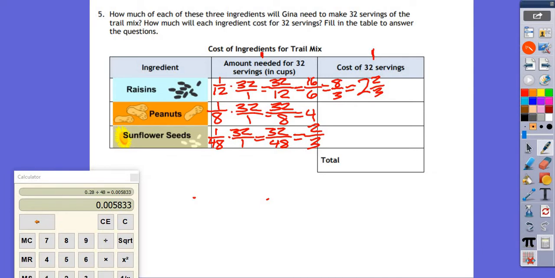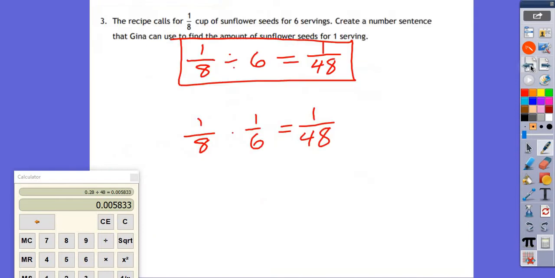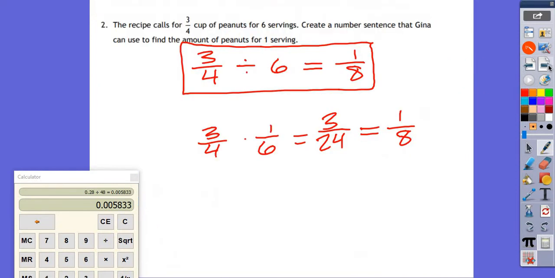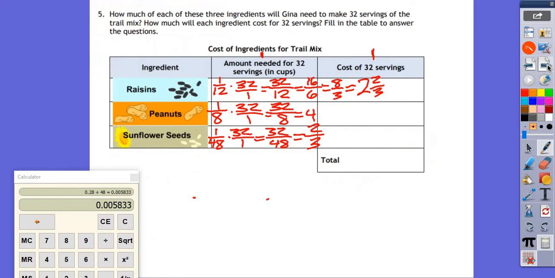Now I need to know how much it's going to cost. I'm pretty sure I also found how much it costs per one serving before, right? What does one serving of raisins cost? 4 cents.